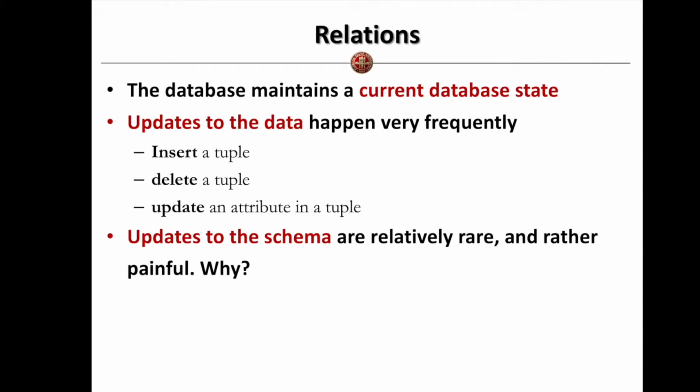So in real-world database systems, updates to the data happen very frequently and very often, because when we are running our system and application, we can frequently insert some data tuples, delete a data tuple, as well as update some attributes inside a data tuple. So updates to data happen very often and frequently. However, updates to a schema are very rare, and we don't do changes like this. The main reason we have introduced already: if we change the schema, then all the data we have inside the schema has to update as well. It will be very painful for you.